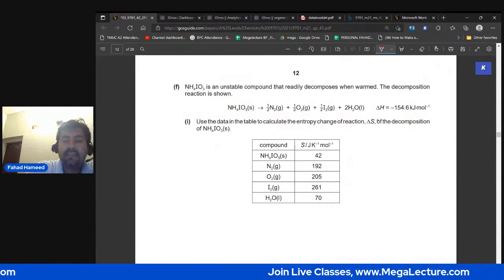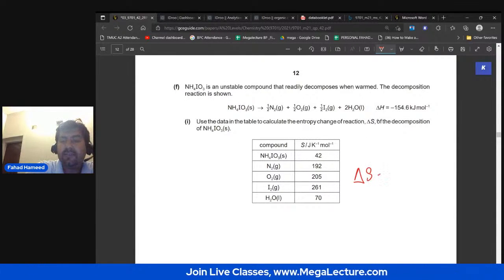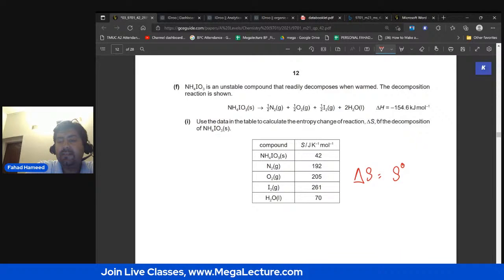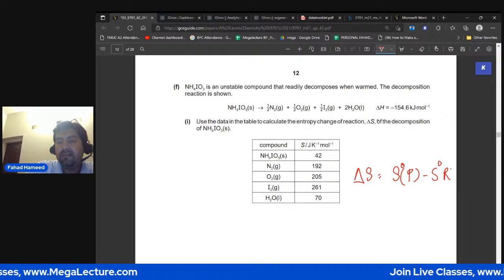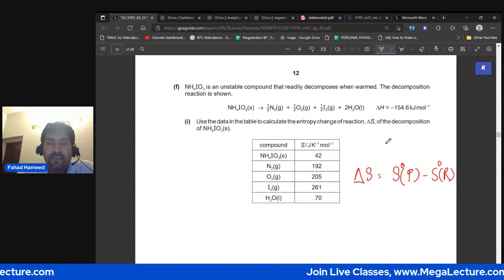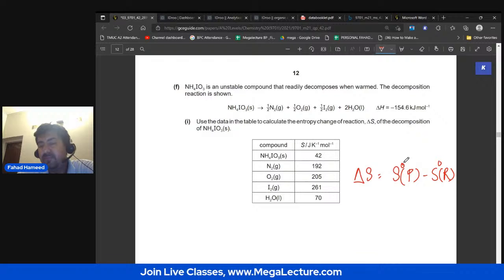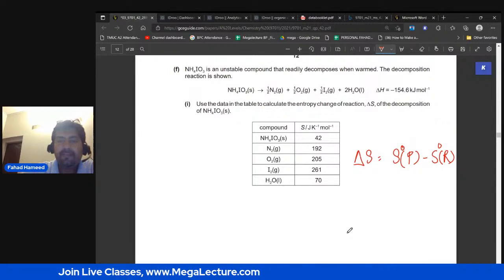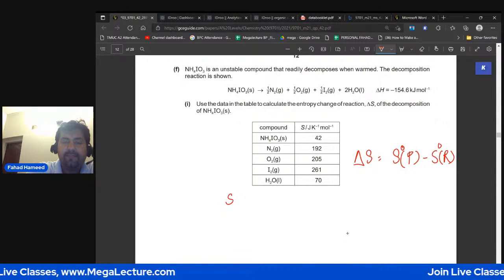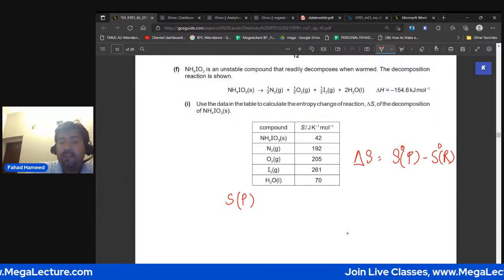Okay, the next part is use the data to calculate the entropy change for the reaction. Remember, delta S is the change in entropy: the entropy of the products minus the entropy of the reactants. We're not doing standard entropies over here. They didn't write the naught over here, so we're just going to use the same values. Just get rid of the naught. So the product entropies minus, what are your product entropies?